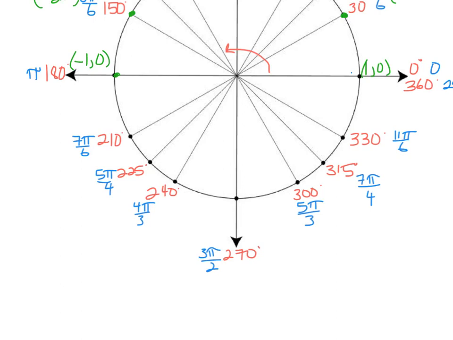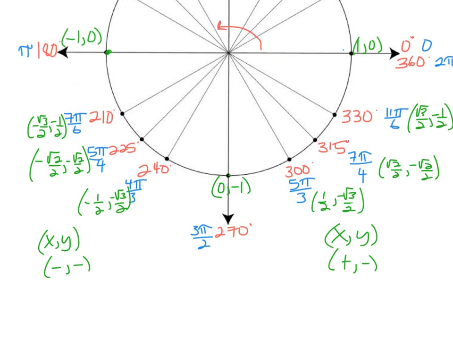Think about how we went from quadrant 1 to quadrant 2. What do you know about X and Y in quadrant 3? What do you know about X and Y in quadrant 4? See if you can determine these ordered pairs. Then press play and we'll finish the lesson. Let's see how you did.